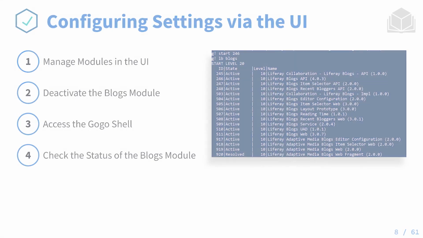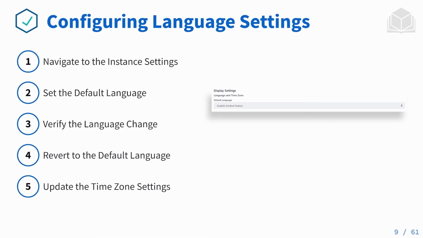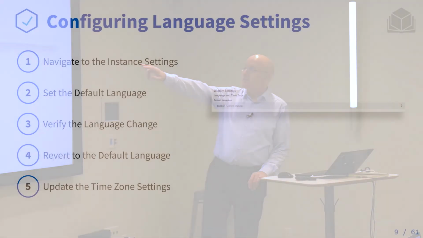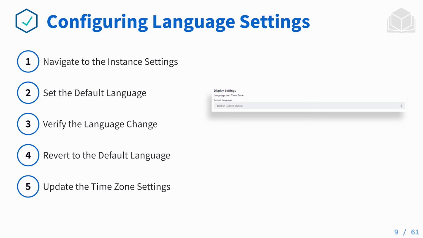The other exercise, which is fully documented in the written material, is the language settings. When you go to the instance settings, set the default language to something that you hopefully recognize. Anybody here knowing a second language is on the winning end, because sooner or later you might want to change it back. I'll tell you a trick on how to change it back. You can set a different default language. As I said, the default is United States English. You can verify the language change, revert, and update time zone settings.